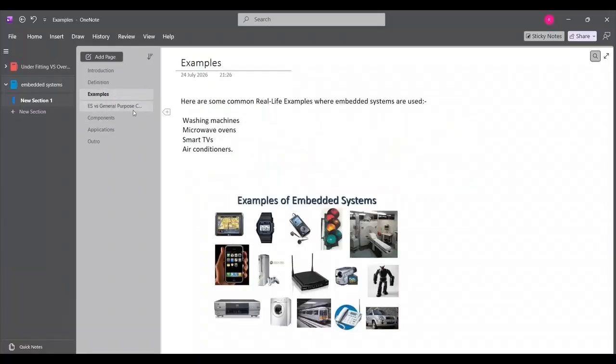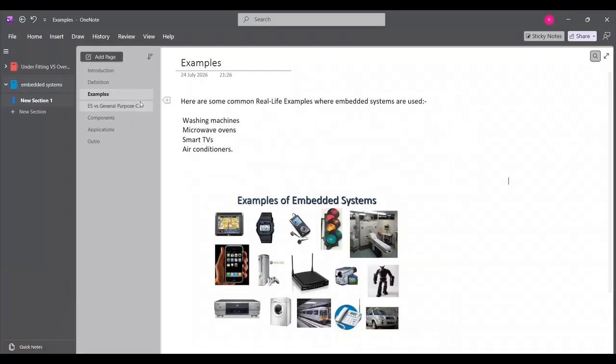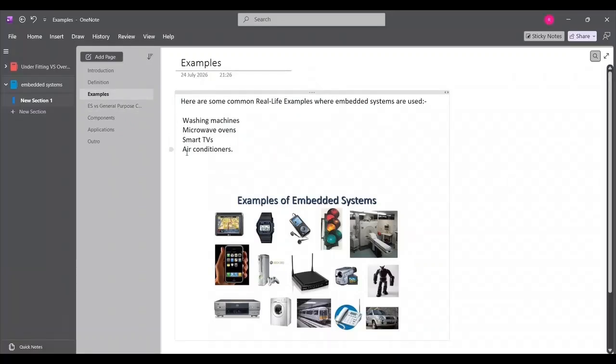Some common real-life examples where embedded systems are used are washing machines, microwave ovens, smart TVs, air conditioners, etc. Many people simply point out the listed examples as embedded systems, but it is not correct. The appropriate way to say this is, these are the applications where embedded systems are used as an integral part. Embedded systems are often found as an internal component of larger products, which doesn't mean that they don't exist independently. They exist, but they are less common compared to those designed as subcomponents of larger systems.